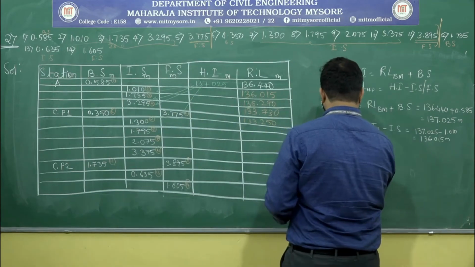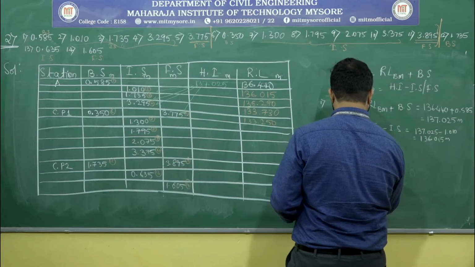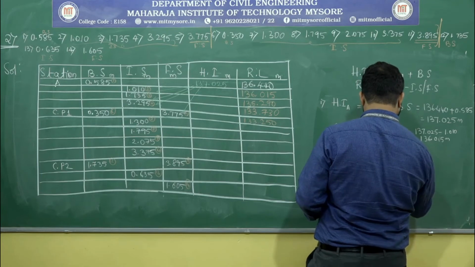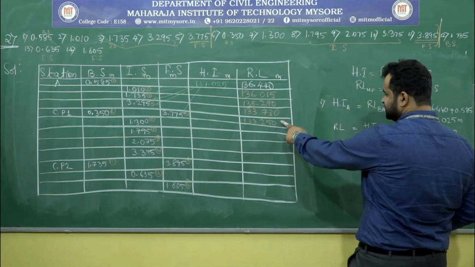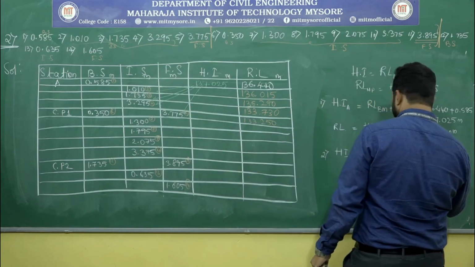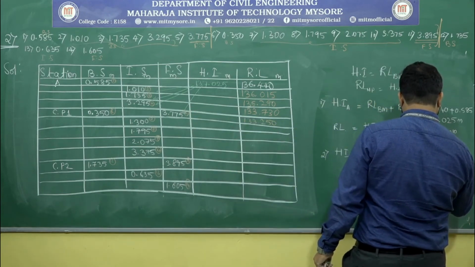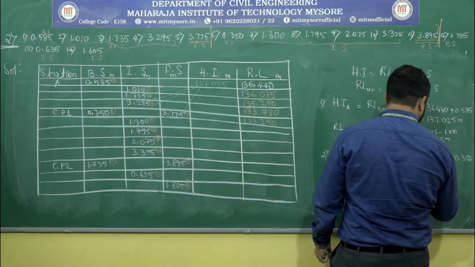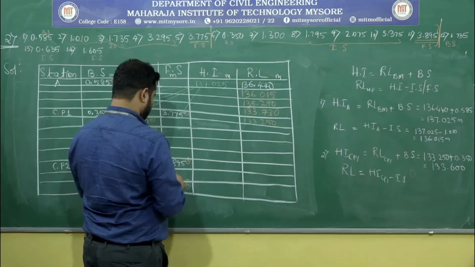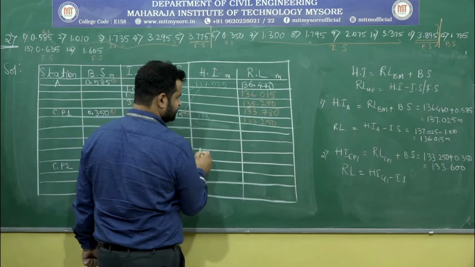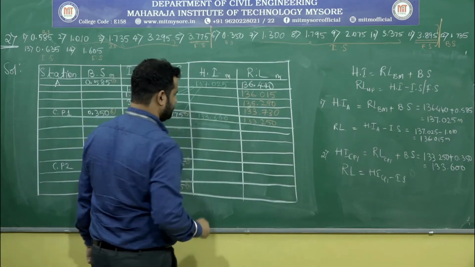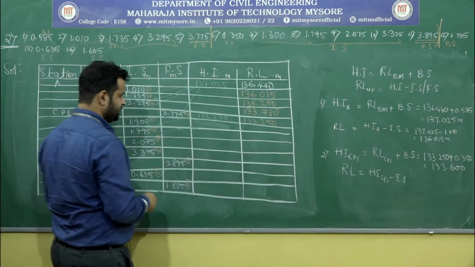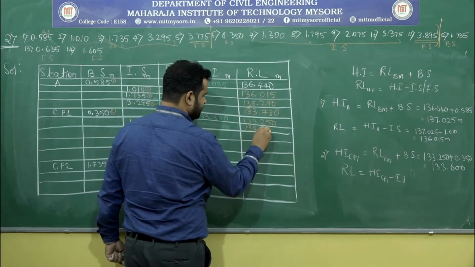Next, the second one: HI at change point 1 is equal to RL at that point, RL of change point 1, plus backsight at that point, which is 133.250 plus 0.350, equal to 133.600. The height of instrument obtained should be written where the instrument is shifted, that is 133.600. This minus this will give you the RL of the next point, that is 132.300.